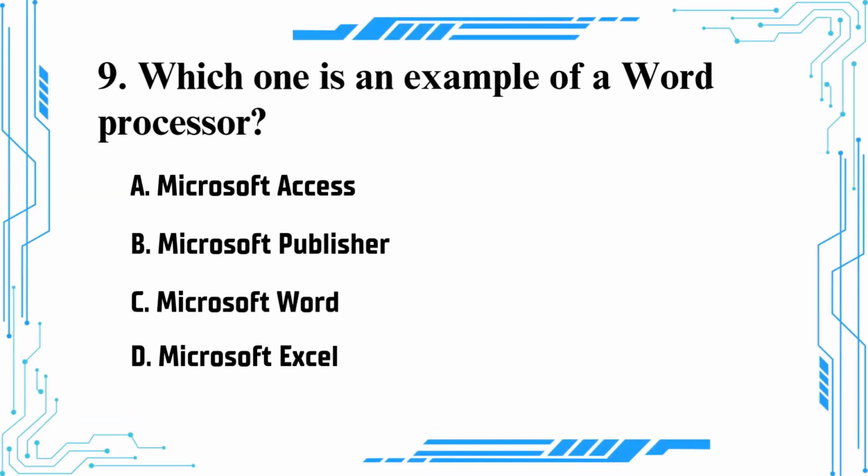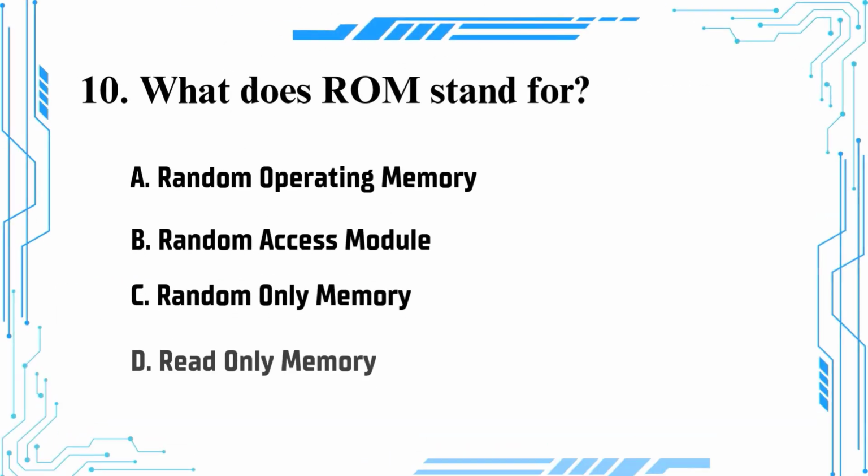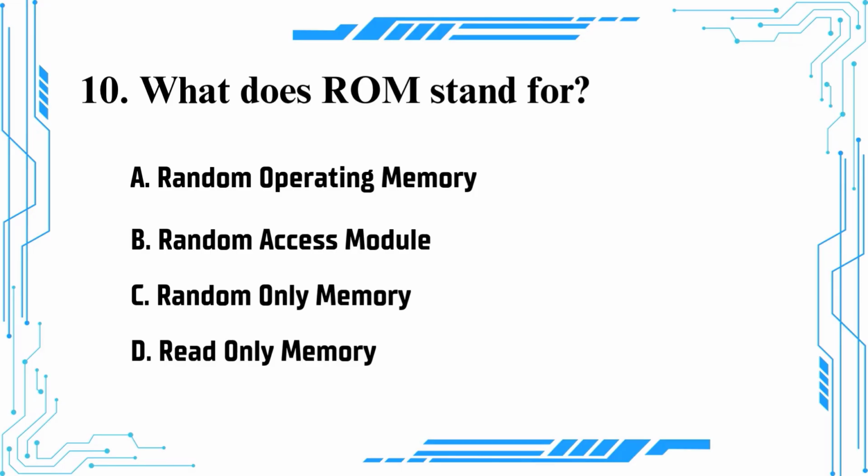Question 9. Which one is an example of a word processor? The answer is C, Microsoft Word. Question 10. What does ROM stand for? The answer is D, Read-Only Memory.